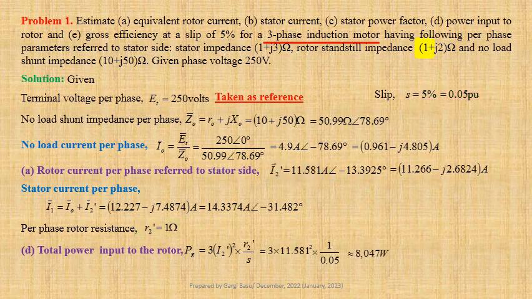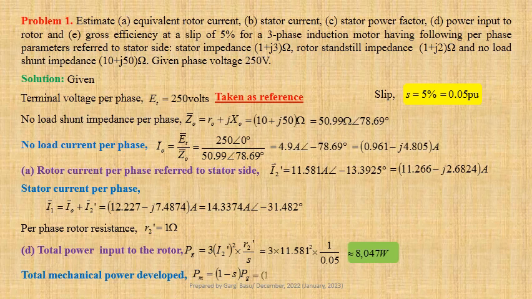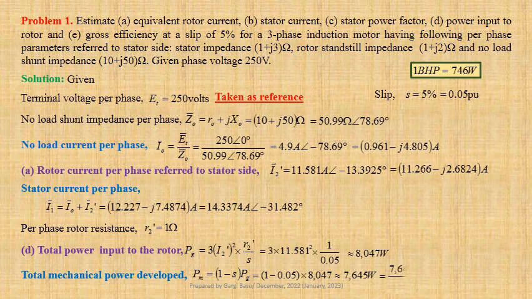8047 watts. Expression for total mechanical power developed Pm equals 1 minus S times Pg. Using values, we get 1 minus 0.05 into 8047, which is approximately equal to 7645 watts. Since 1 bhp equals 746 watts, Pm equals 7645 divided by 746, which is approximately equal to 10.25 bhp.